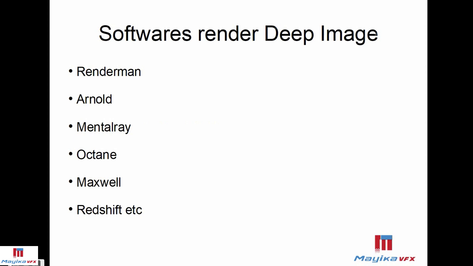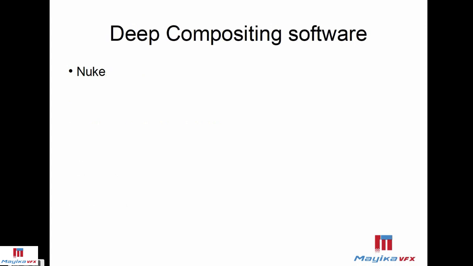There are a lot of software packages in which we can render deep output in EXR format. RenderMan was the first renderer to support deep outputs. But now Arnold, Mental Ray, Octane, Maxwell and Redshift also render deep data. Nuke started deep compositing far back in version 6.3 to 7, and I am not sure about other compositing software to comp in deep.